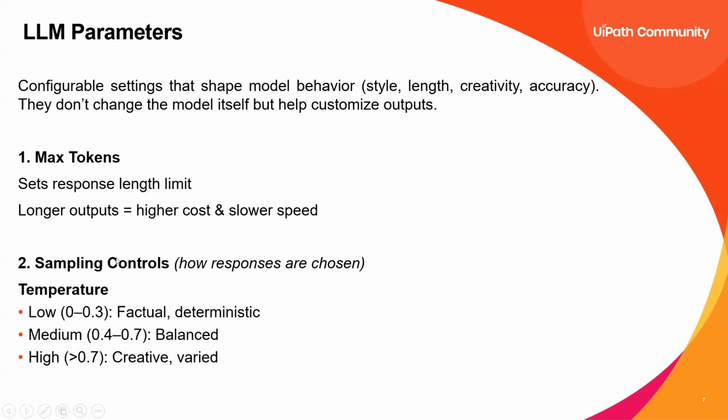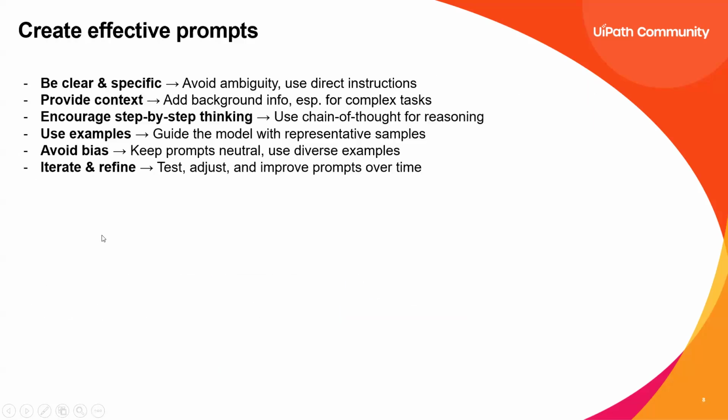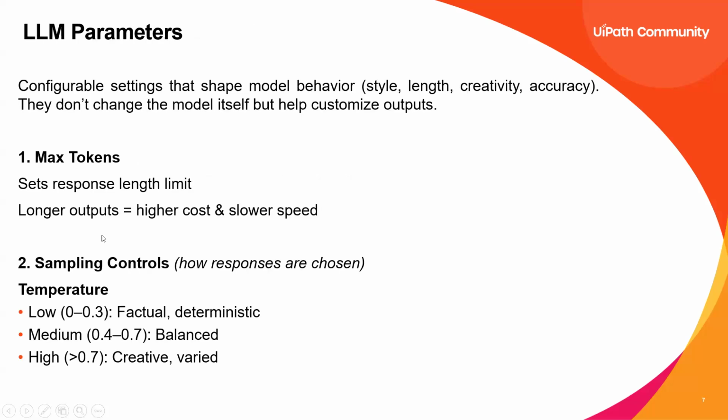Max tokens and sampling controls. Max tokens is the maximum number of words you want in the output. The longer you keep the max tokens, the higher the cost will be, and the slower the speed will be. If you expect the output in 5,000 characters, then accordingly the charge will happen, and to generate that huge paragraph, it will take some time. So that's about the max tokens parameter.